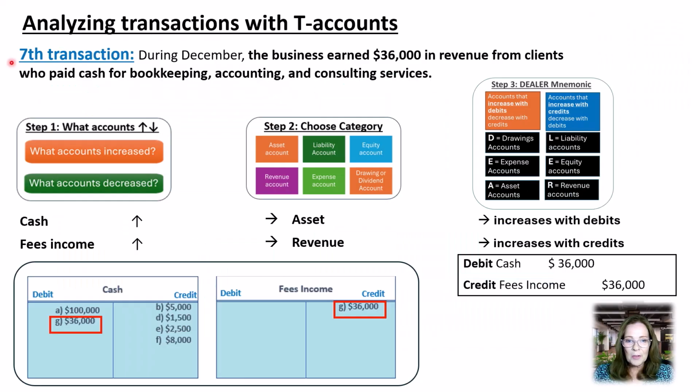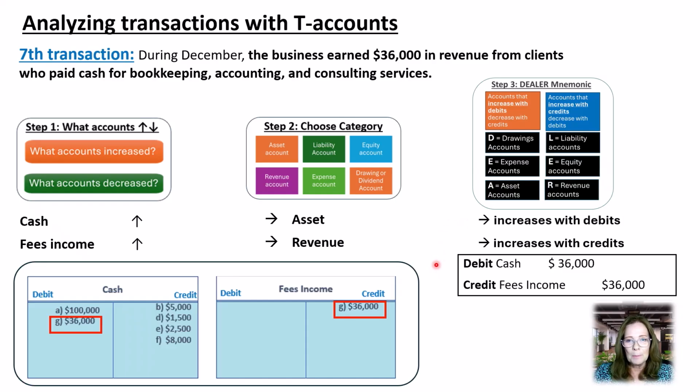In the seventh transaction for Eli's consulting services, the business earned $36,000 in revenue from clients who paid cash for bookkeeping, accounting, and consulting services. When we analyzed this transaction using the accounting equation, we said that the business's cash increased because the business now has more cash. Cash is an asset, and according to the dealer mnemonic, assets increase with debits. Since cash increased, we need to debit cash.